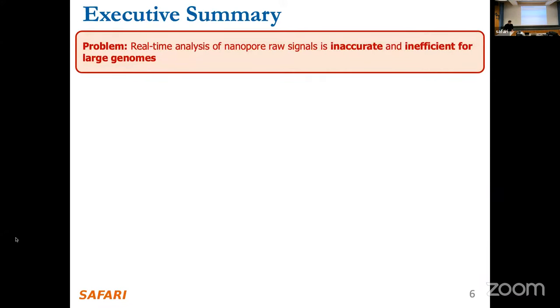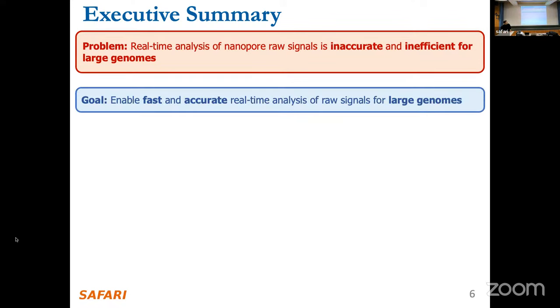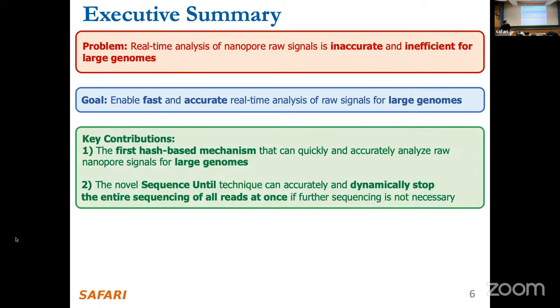With that, I'll go over our executive summary. The real-time analysis of raw nanopore signals usually lacks the necessary accuracy and speed, especially for large genomes. Our goal is to enable fast and accurate real-time analysis of raw nanopore signals for large genomes. To this end, we make two key contributions. The first is that we propose the first hash-based mechanism that can quickly and accurately analyze raw nanopore signals for large genomes. And the second is that we propose a novel technique that we call sequence until, that can accurately and dynamically stop the entire sequencing run of all reads at once if further sequencing is unnecessary.